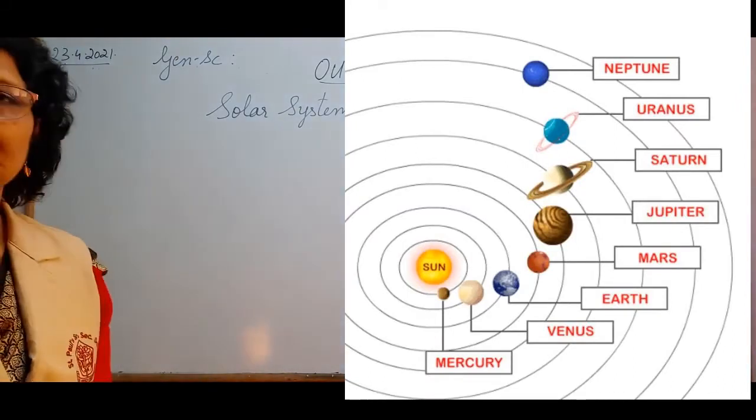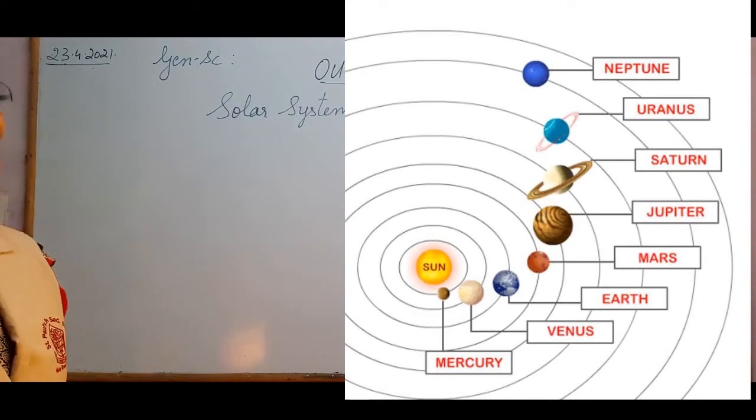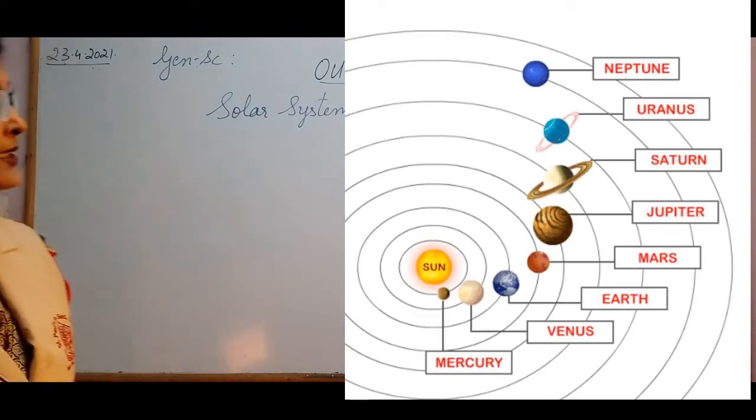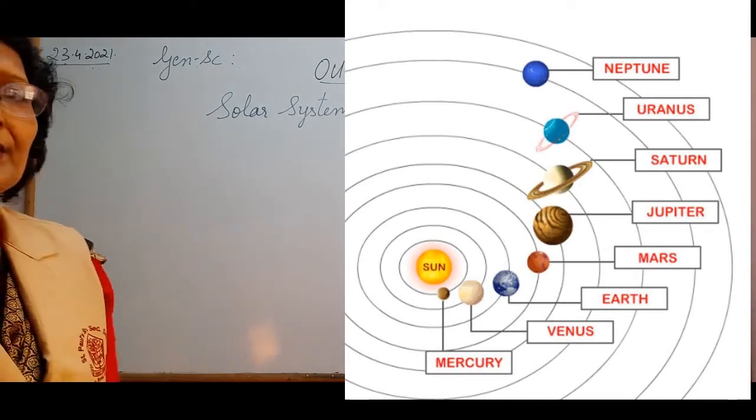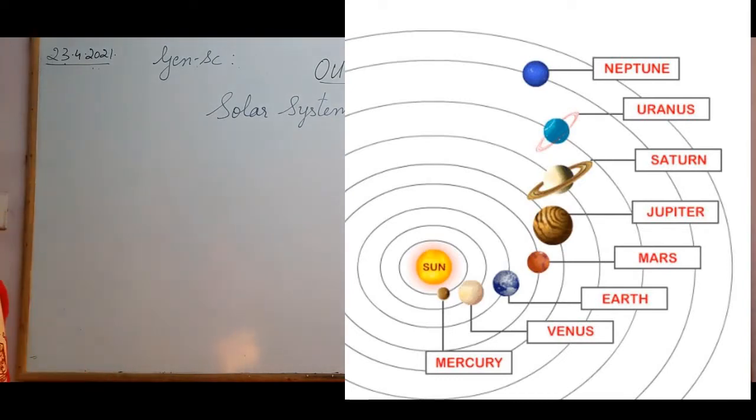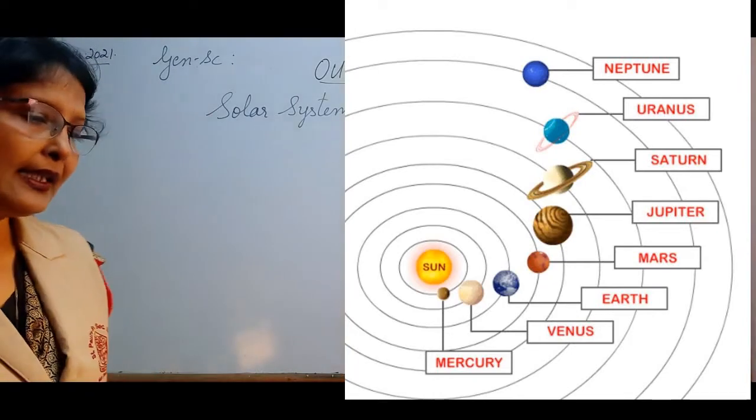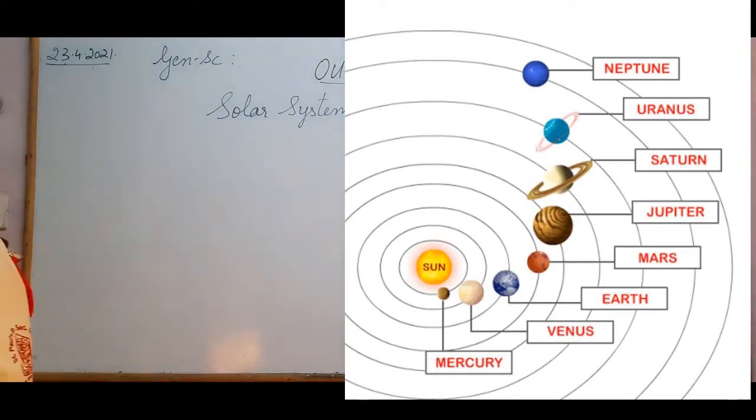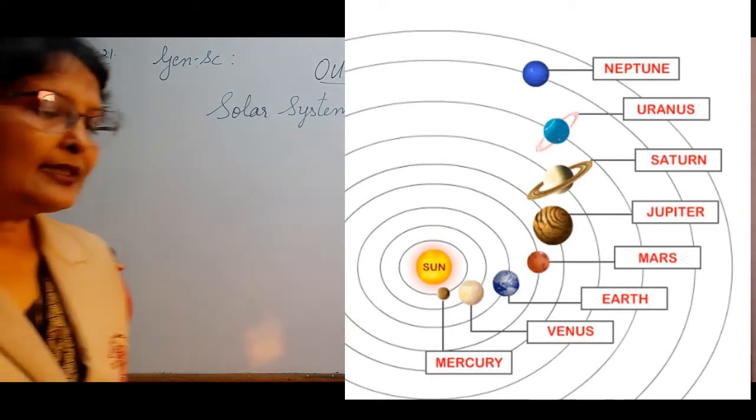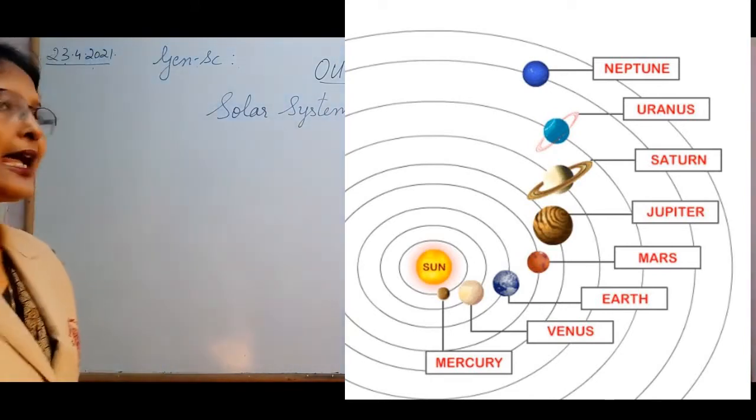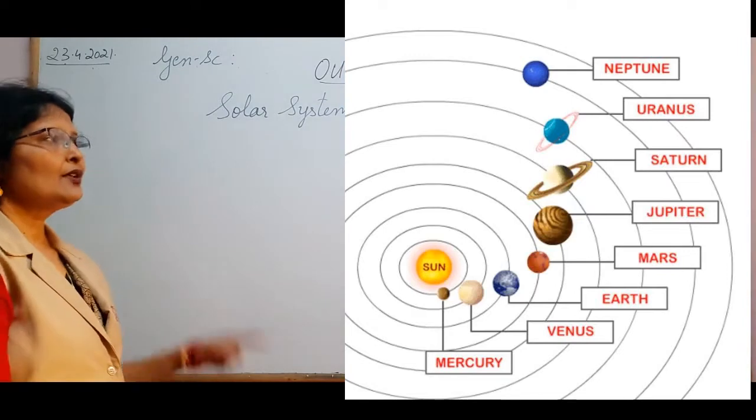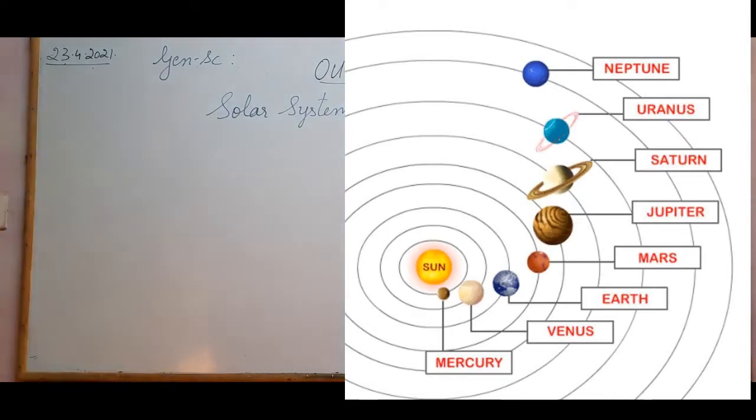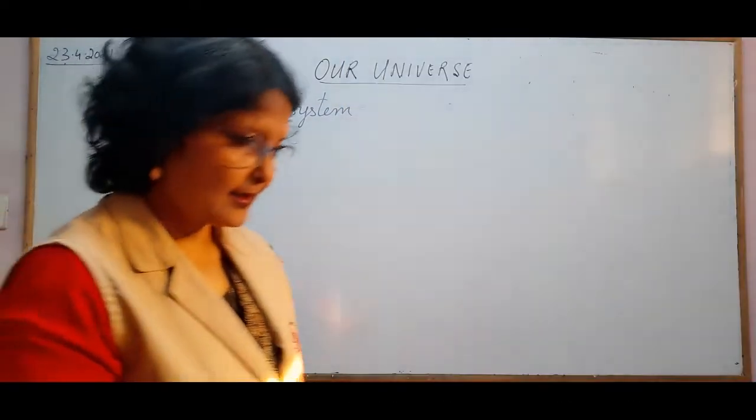You can see in the diagram the solar system. You can see the sun and the 8 planets, according to the distance from the sun. Mercury is closer to the sun. Then after Mercury, what comes? Venus, then Earth, Mars, Jupiter, Saturn, Uranus and Neptune. So this is the diagram of a solar system. Is that clear?